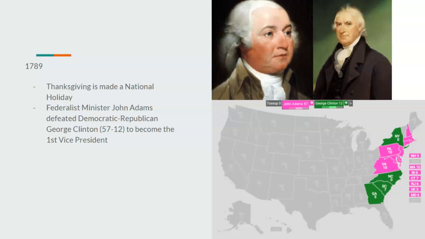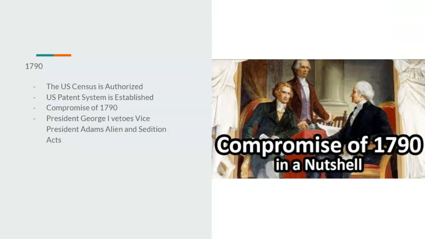1789, Thanksgiving is made a national holiday, as well as the 1789 vice presidential election, where Federalist Minister John Adams defeats Democratic Republican George Clinton 57-12 to become the first vice president. 1790, the U.S. Census would be authorized, as well as establishing the U.S. patent system. There would also be the Compromise of 1790.